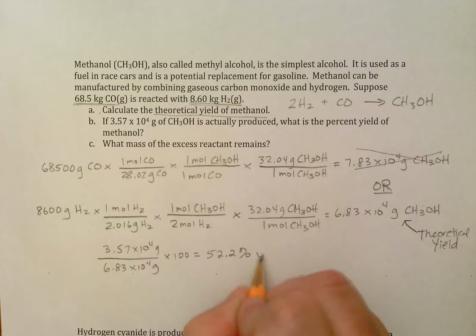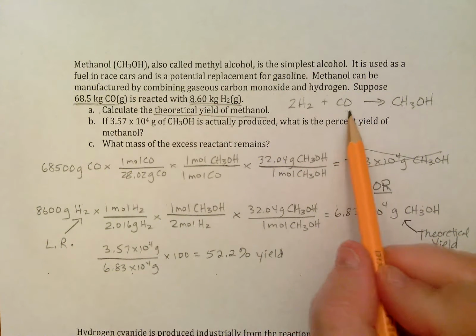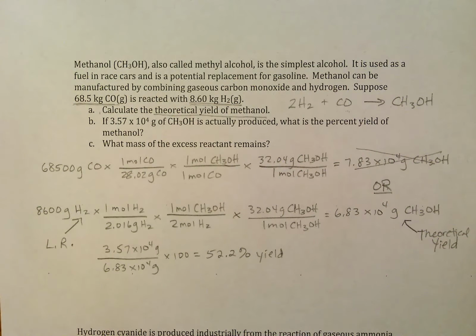Part C is a little more involved. What mass of the excess reactant remains? So we know already that H2 is our limiting reactant, okay? And we label it as such. So our excess reactant is going to be carbon monoxide. But we don't yet know how much carbon monoxide has been used in this reaction. We know how much we started with, but we don't know how much has been used. So we have to start over with our limiting reactant and do the calculations.